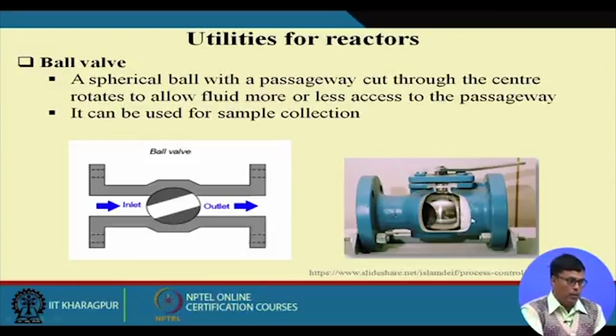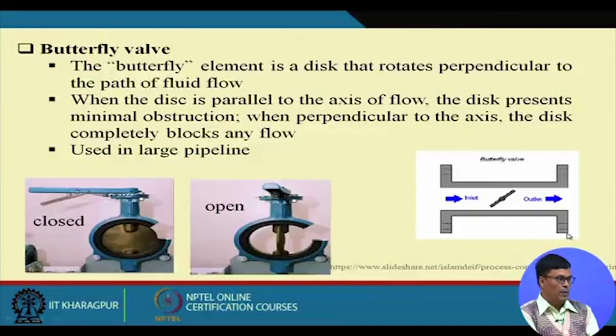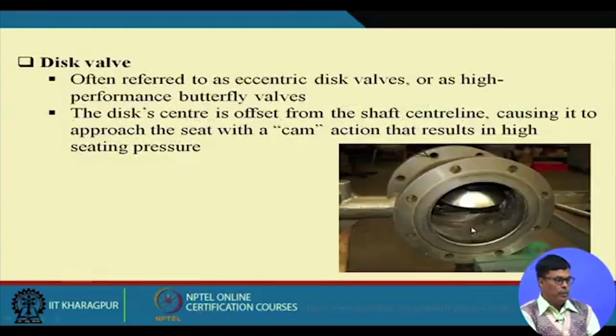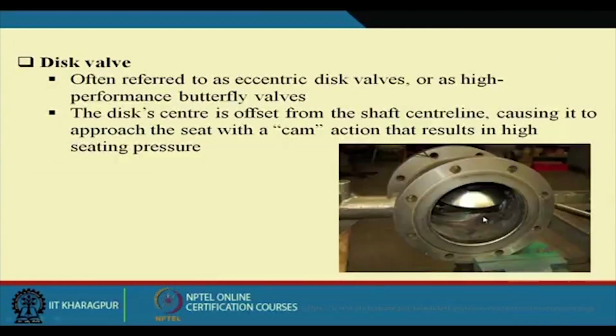When it comes to the pipeline, the liquid will flow. When this side goes into the pipeline, then the flow will be arrested. So you can instantaneously close and instantaneously open. This is used for sampling purposes. The same applies to the butterfly valve. You can see that you can instantaneously open and instantaneously close. That can be used. Then we have the disc valve. This is also of a similar nature.